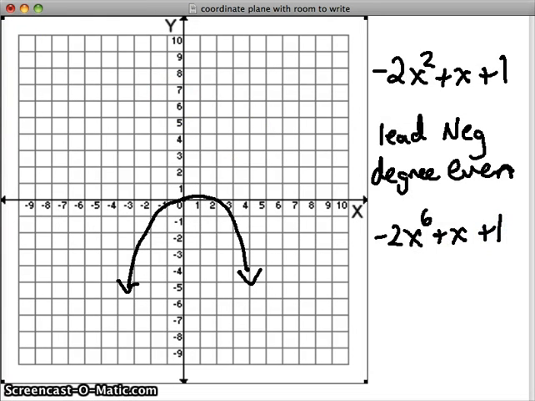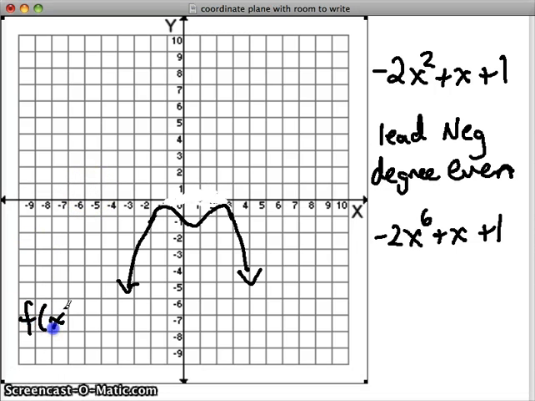The only thing that's going to be different about this graph, aside from its width or its length or how much it stretches, it's just going to be that little bump in the parabola. So now we have more of an M shape. That's going to be true of all even degrees with a leading coefficient that is negative. It's just the same thing but upside down now.